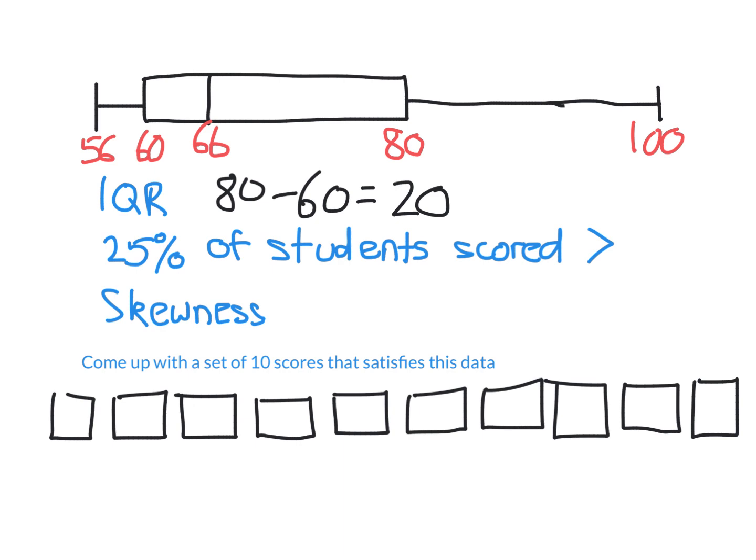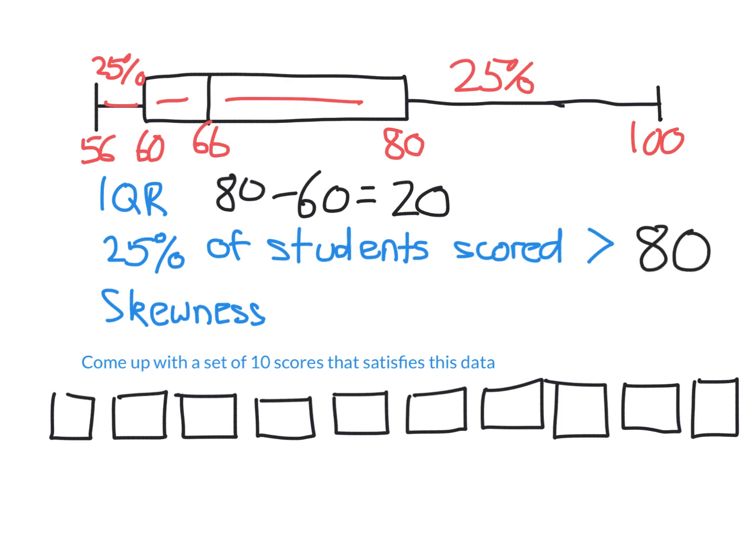In this box plot, I want you to complete the sentence: 25% of students scored greater than what number? Remember, the box plot divides data into lots of 25%. There are 25% in each of the 4 sections: here, here, here, and here. So 25% of students always score more than Q3. Q3 is the point such that there are 75% of scores below it and 25% above it. So in this question, 25% of students scored above 80.